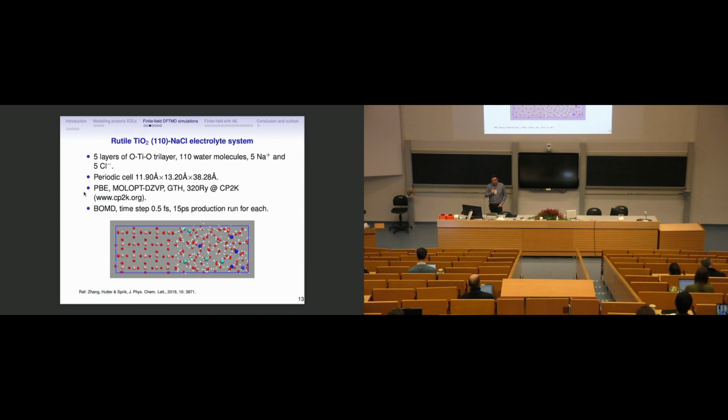Taking that in mind, with great help from Jürg Hutter, the method was implemented into CP2K. We applied it to look at the TiO2 110 and sodium chloride electrolyte system. You can read the setup of the configurations and also the functionals from the slide. Here what I want to bring your attention to is how the supercell looks. You can see that on the right side of the supercell, you have the bridging oxygen, which gets protonated. So this gives you the positive charge. And on the left side of the slab, the adsorbed water is deprotonated. So this gives you a negative charge.